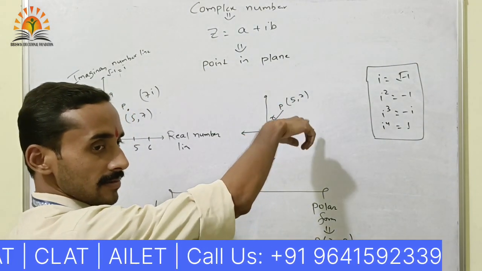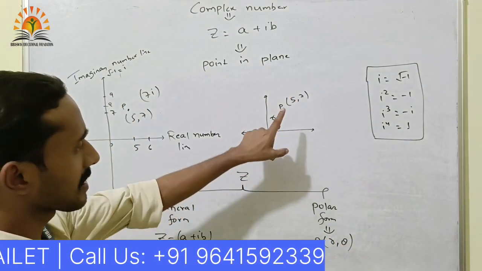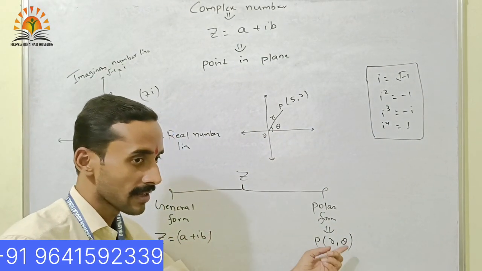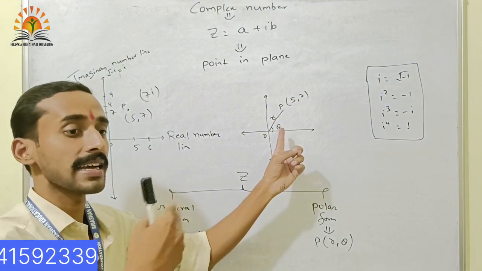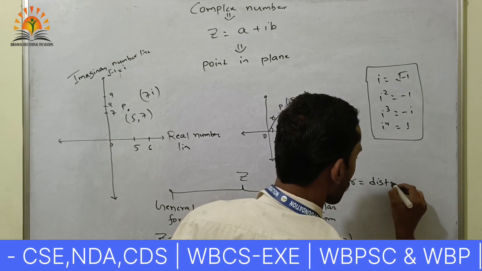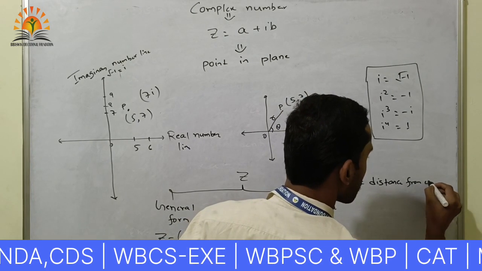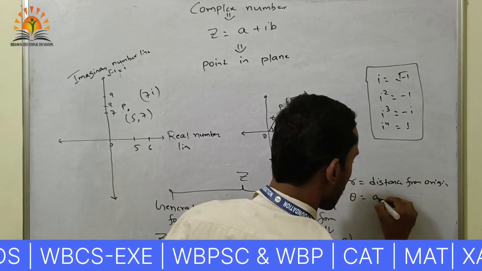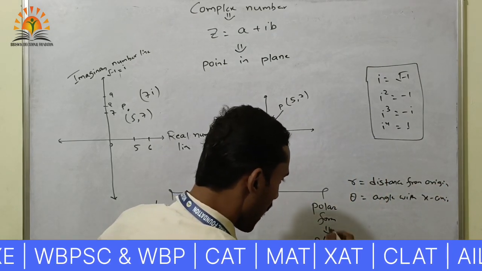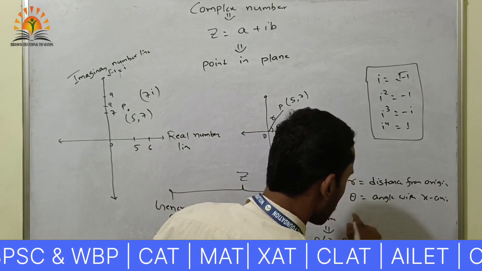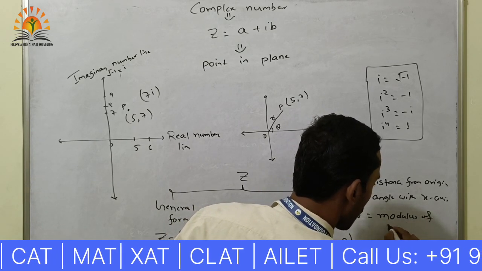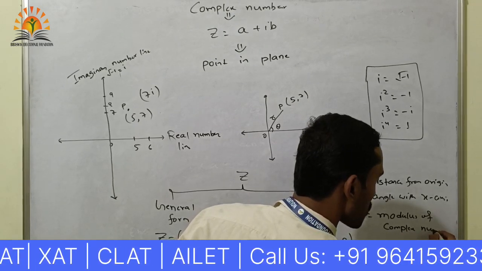Polar form means in the graph form. What is the meaning here? R means the distance from the origin, and theta means the angle with the x-axis. I can write it: R means distance from origin, and theta means angle with x-axis. Now this distance R is known as the magnitude, yes, the modulus of the complex number. Understood? What is the modulus of a complex number?